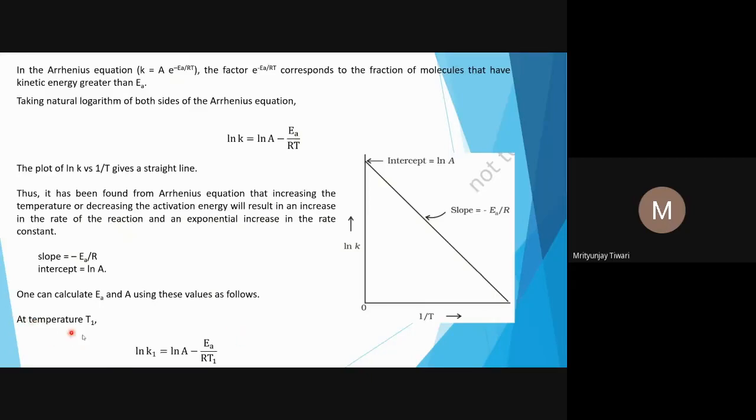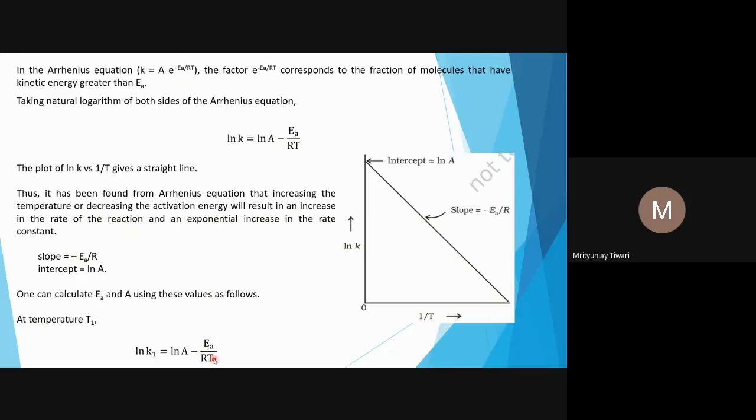Suppose at temperature T1 the value of the rate constant is K1. That is the experimentally measured quantity. Then suppose at temperature T2 the value of the rate constant is K2. We can write this in the equation: ln K1 is equal to ln A minus EA by RT1, where A is a constant, the pre-exponential factor, T1 is the temperature, and EA is the activation energy. For that reaction we are not using a catalyst or anything else to change the activation energy, so it is a constant value.